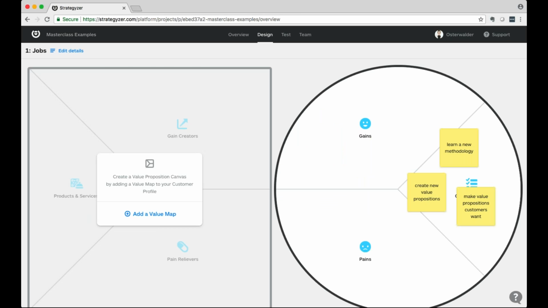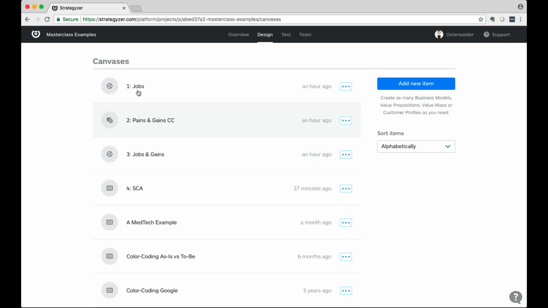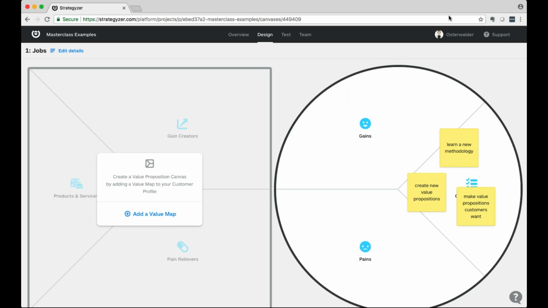So let me jump here to a couple of the things that I prepared. So what I want to look at here is just the jobs to be done. Here I used, maybe a webinar listener or somebody who comes to a Strategyzer masterclass, and I put 3 jobs to be done. Learn a new methodology, create new value propositions, and make value propositions customers want.